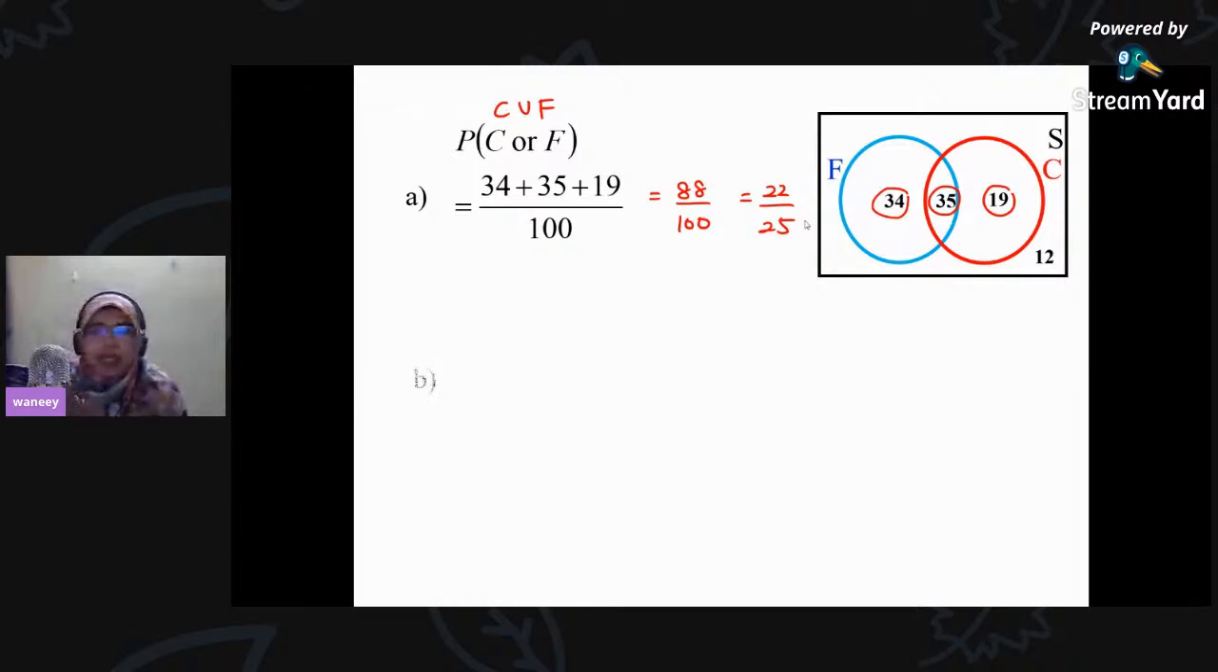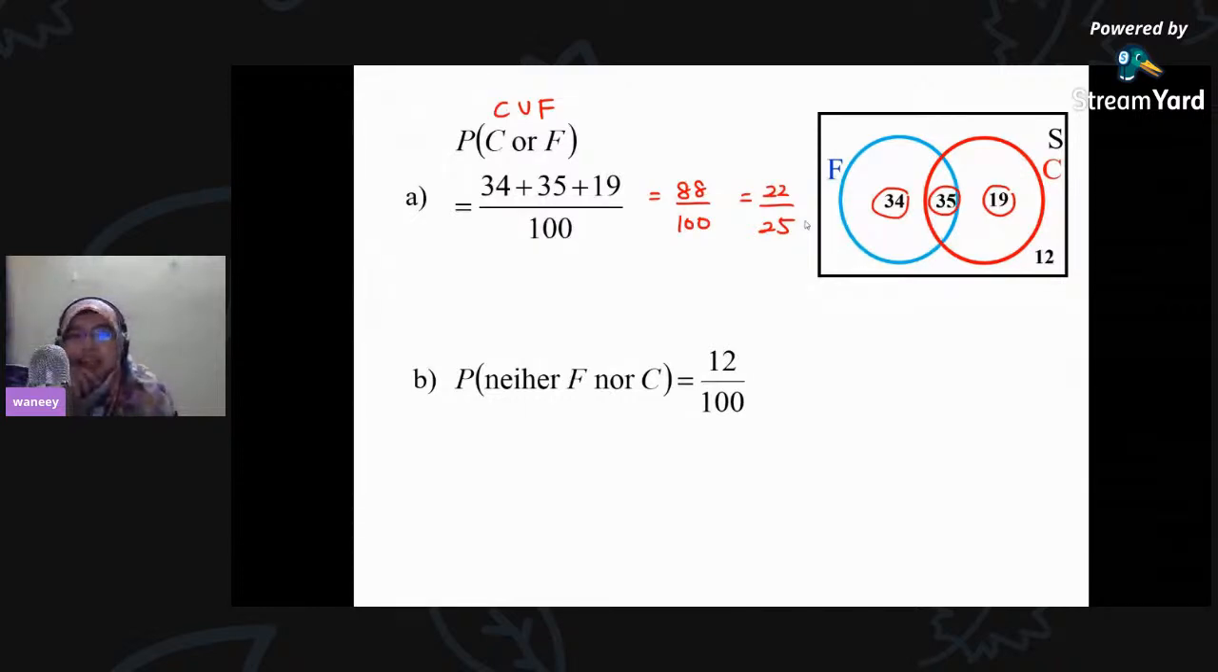Okay, the next one. Probability that the student take neither, dia tinggal T lah kat situ. So probability that the student take neither physics nor calculus. So the student didn't take physics and that student didn't take calculus as well. So that means this one, the one that is outside of the physics and calculus, which is 12. So we got a 12 divide with 100. So this is 3 over 25.